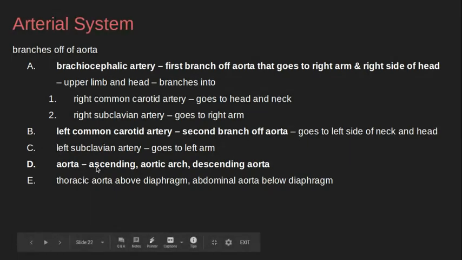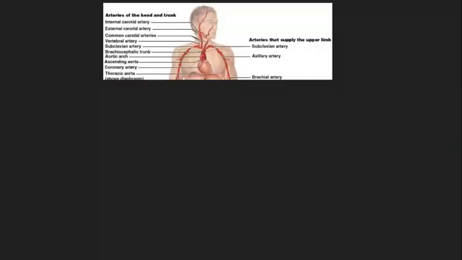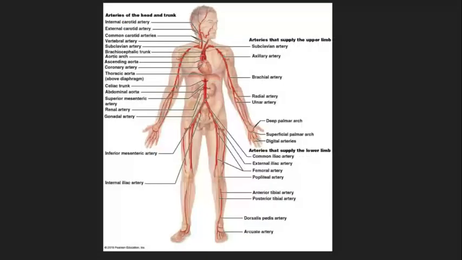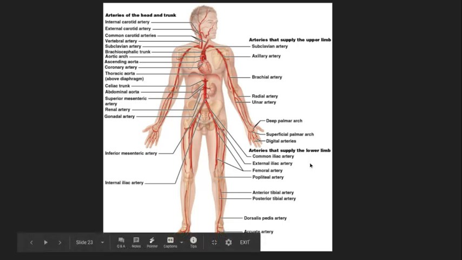And then the aorta, you need to know it has different parts, the ascending aorta, the aortic arch, and the descending aorta. You can see that on the diagrams too. So this is the diagram of the arteries of the head and neck. The head and trunk is all of these. And then the arteries that supply the upper limb are all under here. And the arteries that supply the lower limbs are all down here. So it's pointing to all of this.